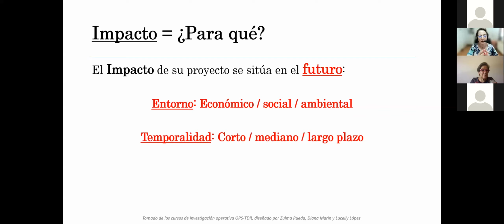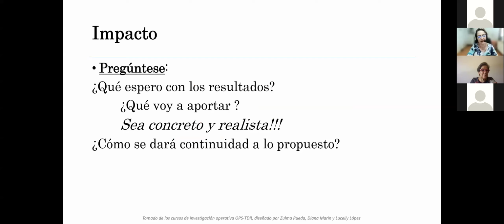So in the introduction, when you write your paragraphs related not only to the justification, but also on the impact that your research proposal will have, the what for, you have to remember this dimension: the impact on the economic, social, and environmental setting, and also the impact in time, if it's short-term, medium-term, or long-term impact. So in the impact, you have to ask yourself, what do I expect with the results? What's my purpose? What will my contribution be? And we have to be very concrete and realistic. We can have very large aspirations, but our research has to be very concrete.